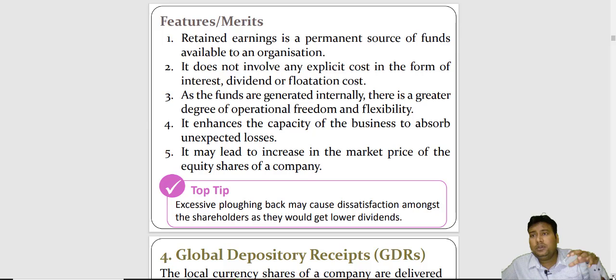Okay. And no new shareholders will come, because retained earning is completely the business's authority. So when no shareholder comes, there is no more control. No more control means more freedom. Business can do whatever the business wants to do. ठीक है? अच्छा. देखो, two things are there.